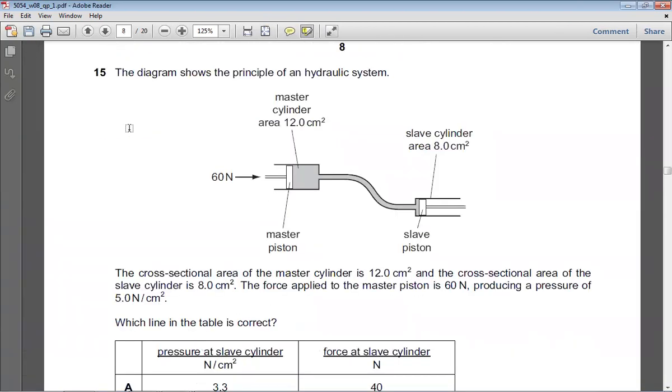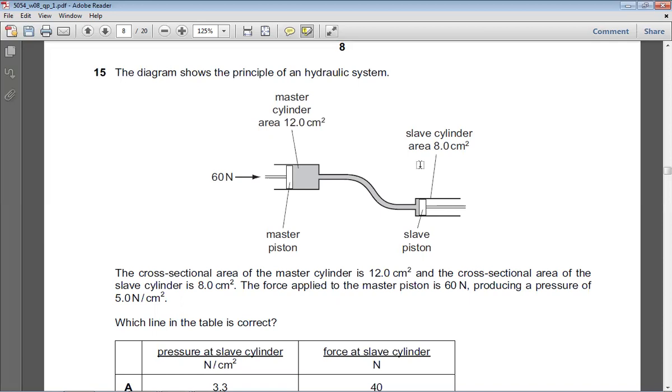Okay, so we have question number 15. The diagram shows the principle of a hydraulic system. So here you have applied a force of 60 Newton. And this is the master cylinder, and its area in the master piston is 12 centimeters square. Here we have the slave cylinder. Its area, of the slave piston, is 8 centimeters square.